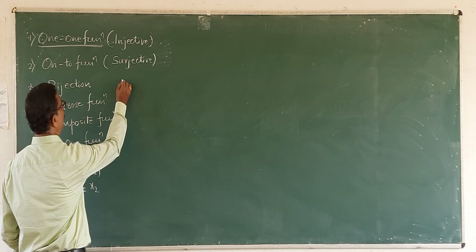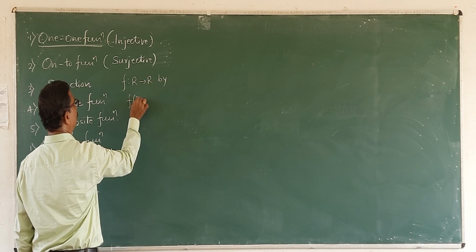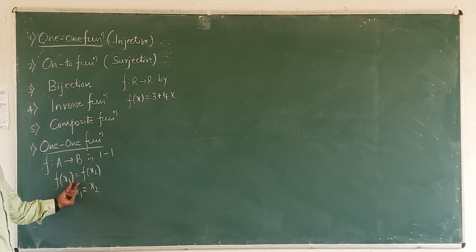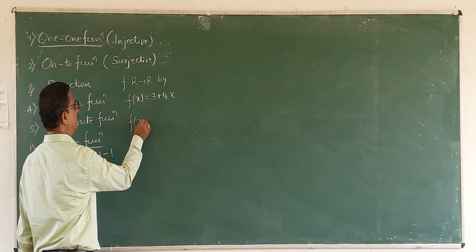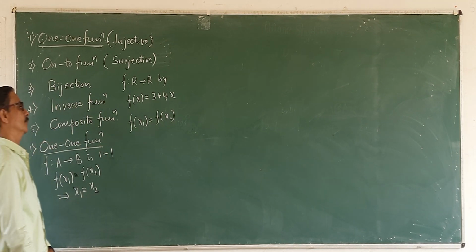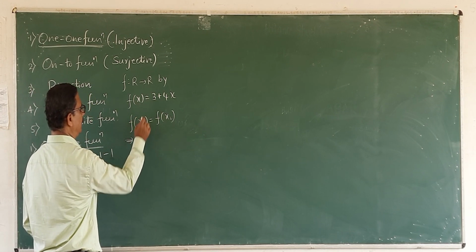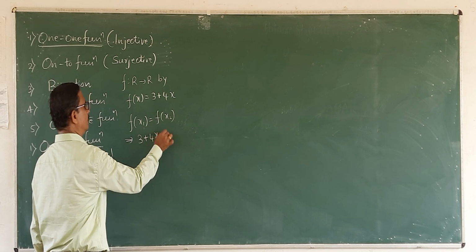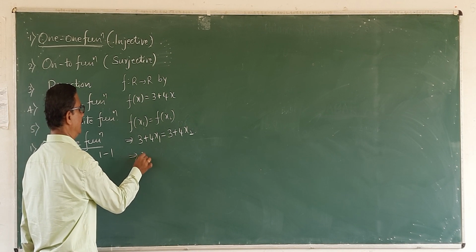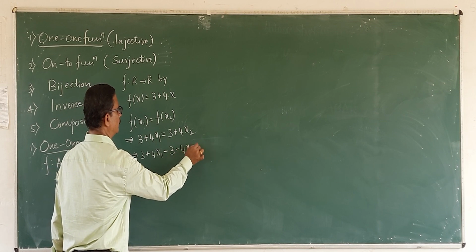Now for example, verify the function f from R to R defined by f of x is equal to 3 plus 4x is one-one or not. You can apply that definition. Take f of x1 is equal to f of x2, and prove that x1 is equal to x2. Since f of x is 3 plus 4x, replacing x by x1 and x2 gives 3 plus 4x1 is equal to 3 plus 4x2. Simplify.